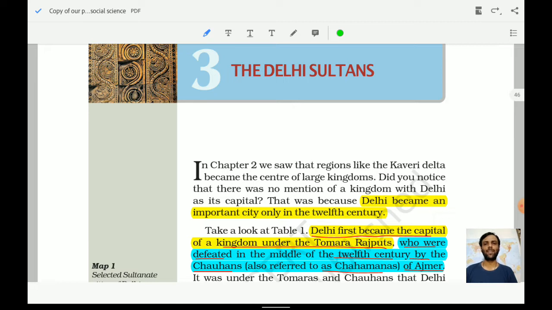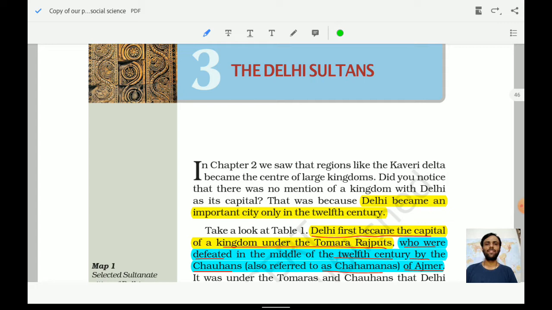So let us understand about this chapter, the Delhi Sultans. So it is talking about Delhi Sultans. How the development of the Delhi Sultanate took place and what characteristics led to the development of the Delhi Sultanate.